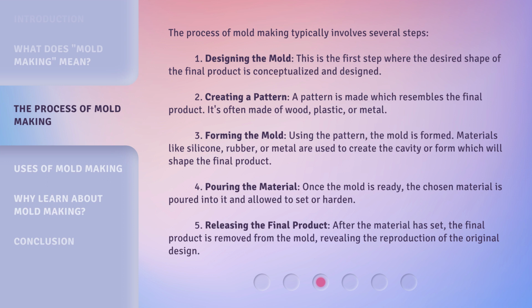3. Forming the mold. Using the pattern, the mold is formed. Materials like silicone, rubber, or metal are used to create the cavity or form which will shape the final product. 4. Pouring the material. Once the mold is ready, the chosen material is poured into it and allowed to set or harden. 5. Releasing the final product. After the material has set, the final product is removed from the mold, revealing the reproduction of the original design.